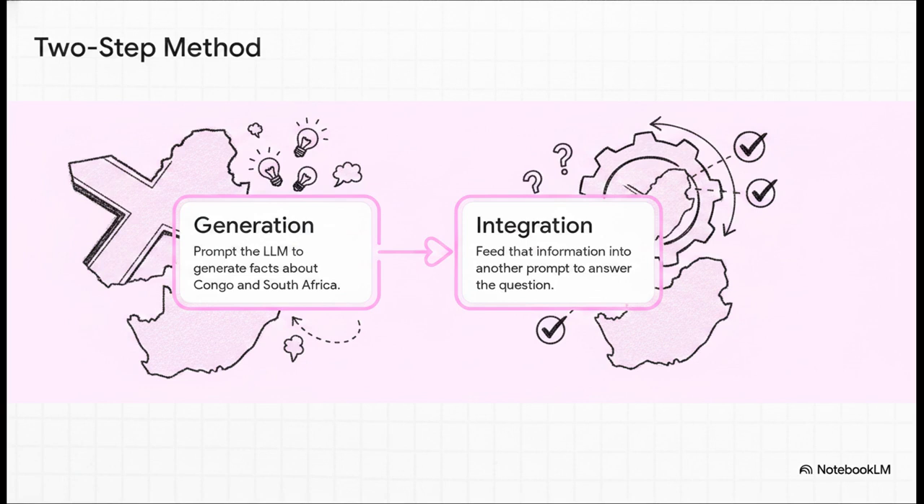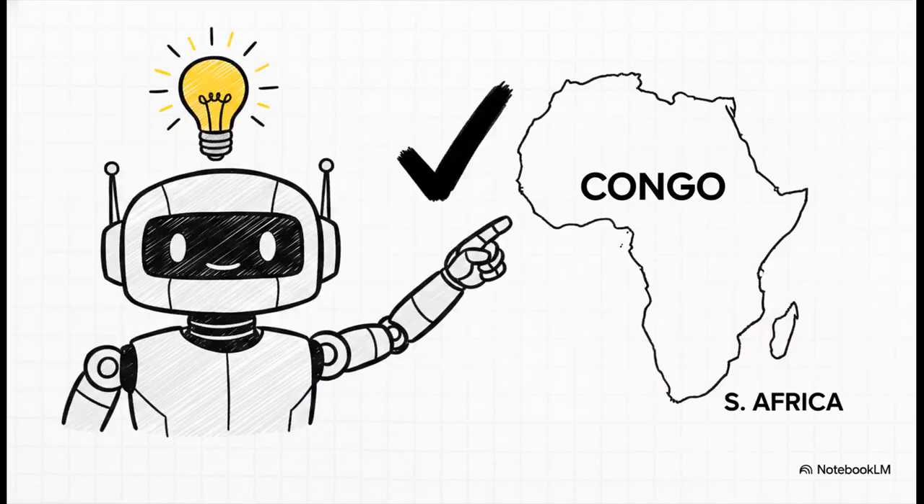Once the AI outputs the data, for instance noting that Congo is around 2.3 million square kilometers while South Africa is about 1.2 million, we feed that generated text right back into the prompt and ask our original question again. And check out the result of that process. By forcing the AI to generate the facts first and then integrate them, the corrected output is absolutely flawless. Congo is larger than South Africa.